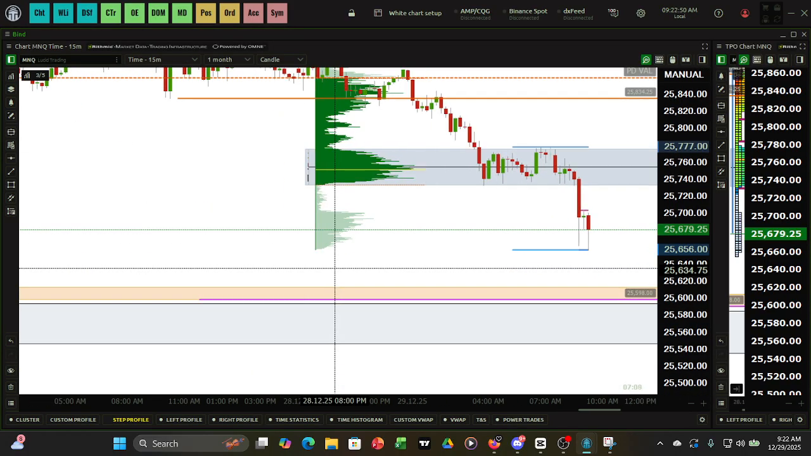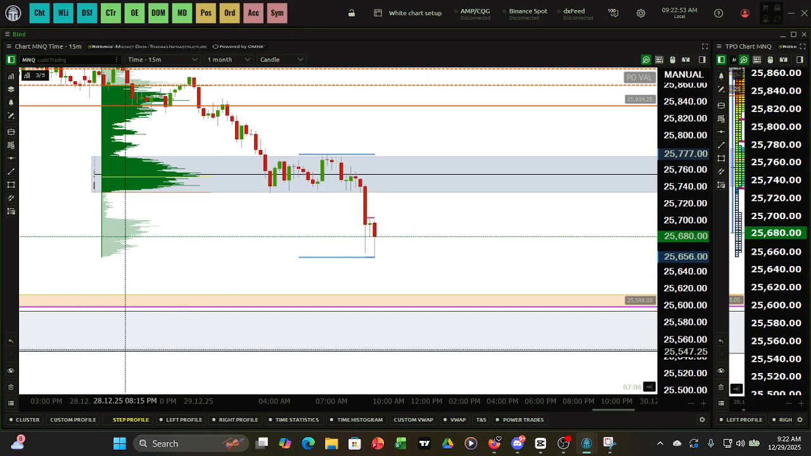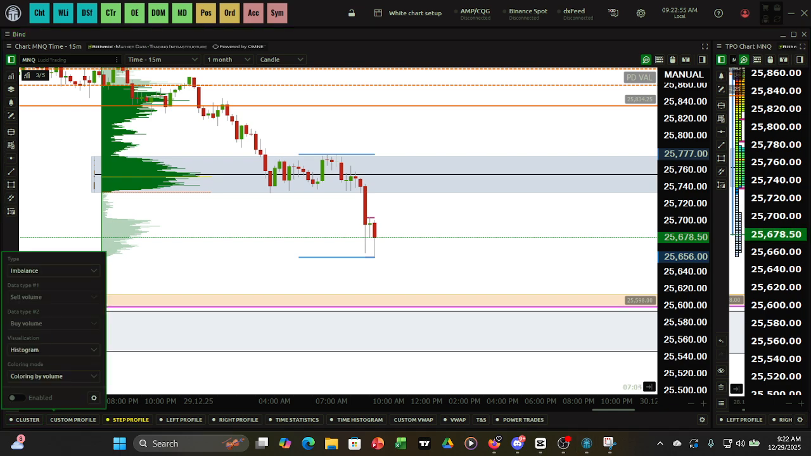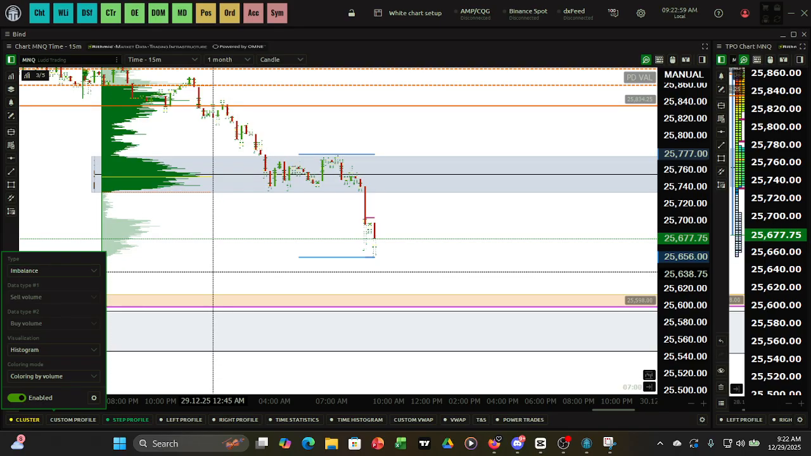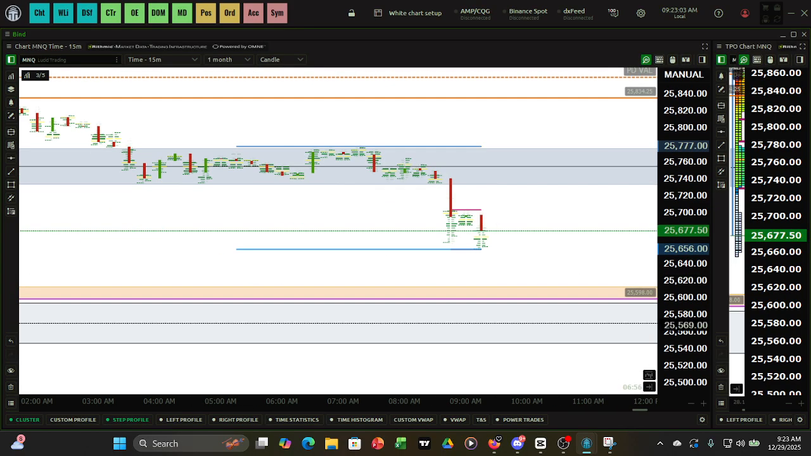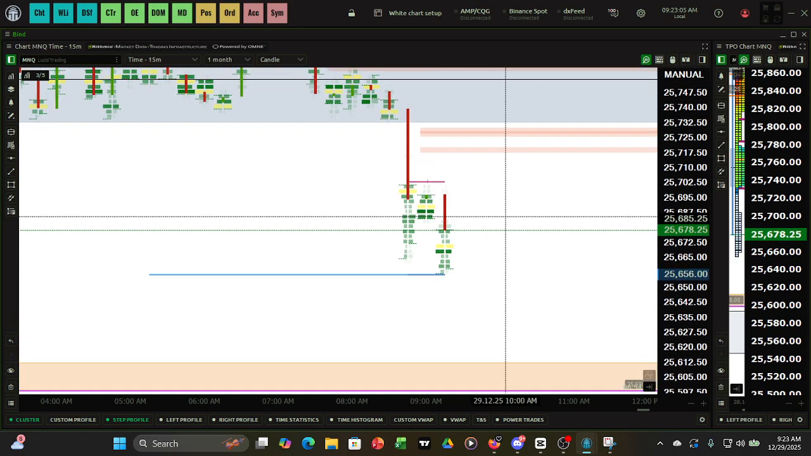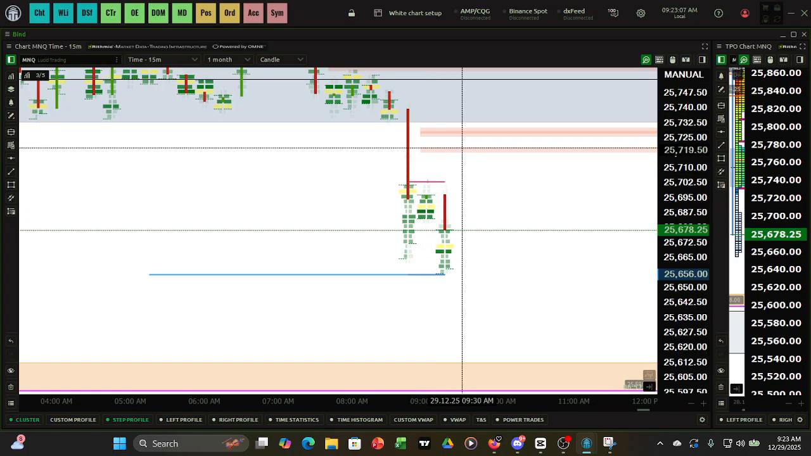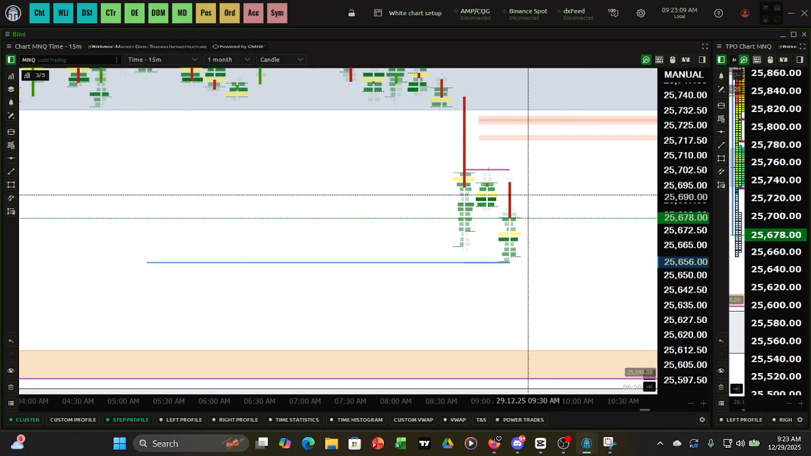If I want to see what's really going on inside these even more than this, I can turn on my cluster profile. And now I can actually see what the delta looks like. So there I got some stacks. So these would be areas to short off of.